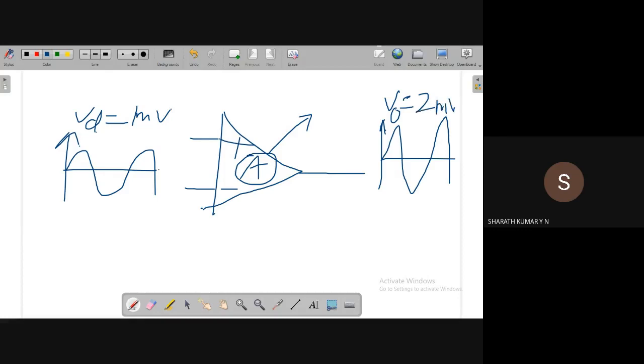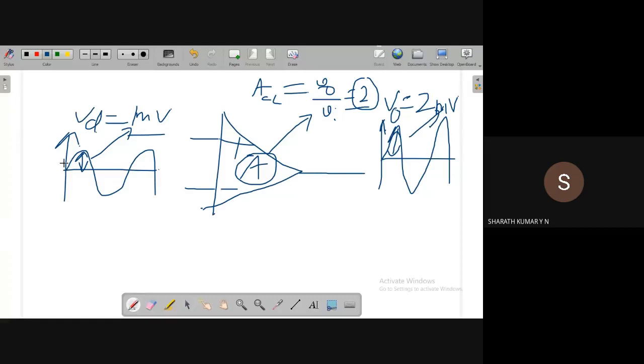Here I mean amplitude. The input amplitude is 1 millivolt, and I want the output amplitude to be 2 millivolts. So what is the gain of this operational amplifier? The gain is actually the closed loop voltage gain, output by input, which is approximately equal to 2. 2 by 1 is 2. 2 is the gain of the operational amplifier.